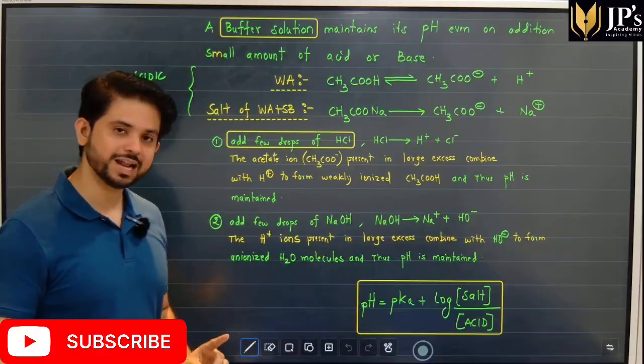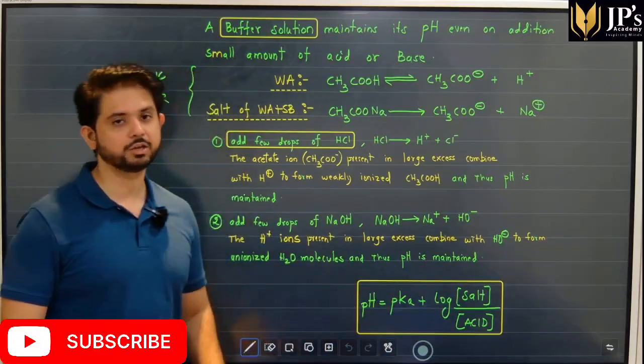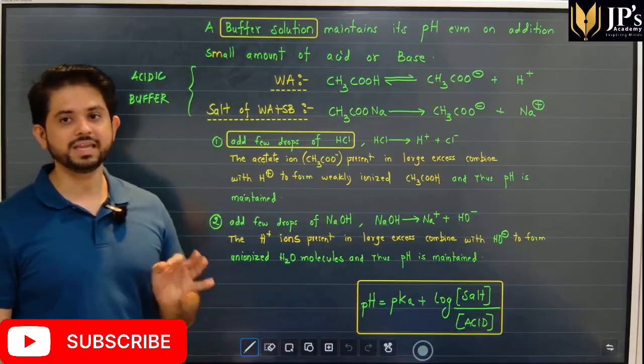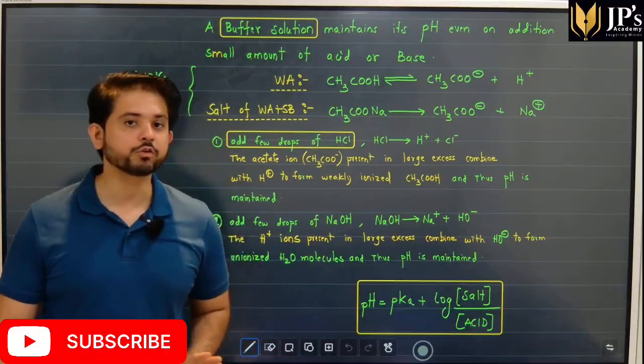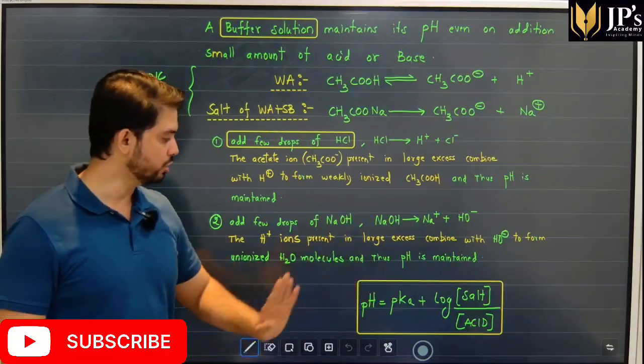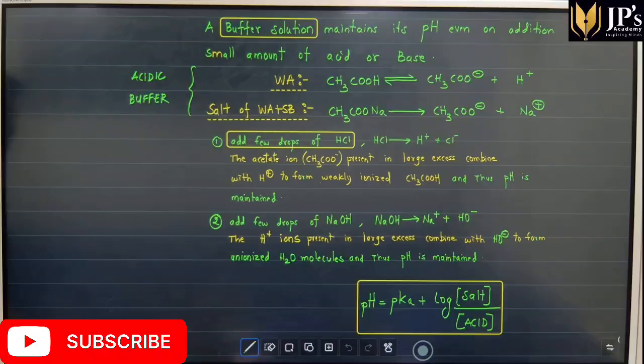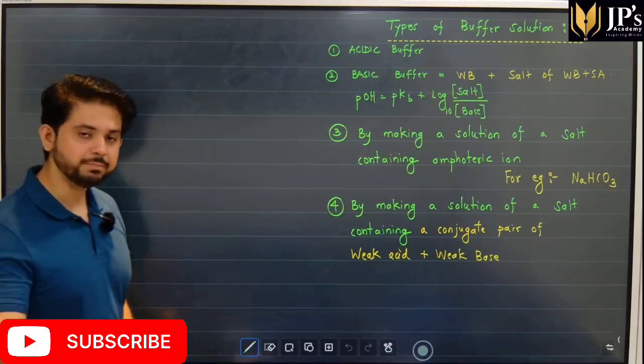The pH for an acidic buffer is given by this particular formula. pH is equal to pKa plus log of concentration of salt to the concentration of the acid. Next, we have types of buffer solution.